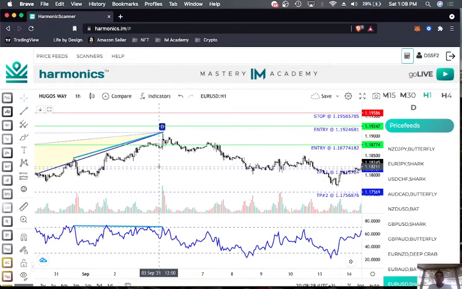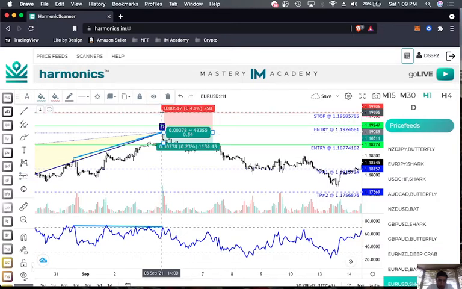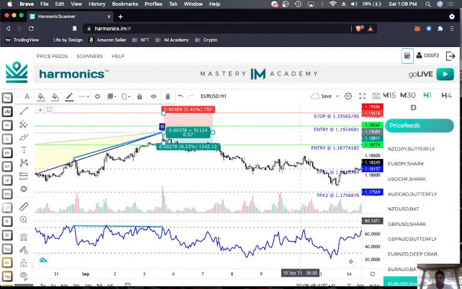And you can look to find this by the divergence in the RSI and the candles as well. Okay, so now let's go ahead and take this play. I'm going to pull out a short position so we can enter the market right at the D point. I'm going to move my stop loss to the given stop loss that was told to us by the harmonic scanner.